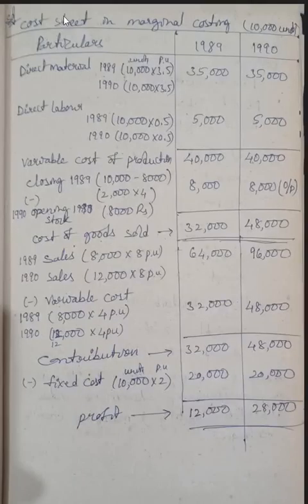This is the cost sheet under marginal costing. Here we produce 10,000 units in both years. The particular years, 1989 and 1990, have been mentioned in the question.